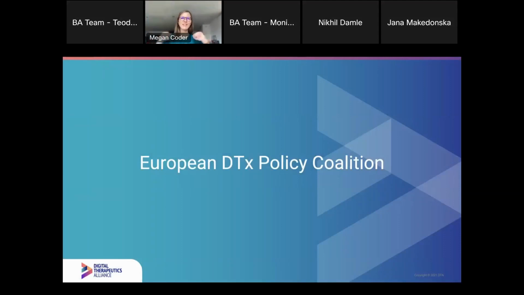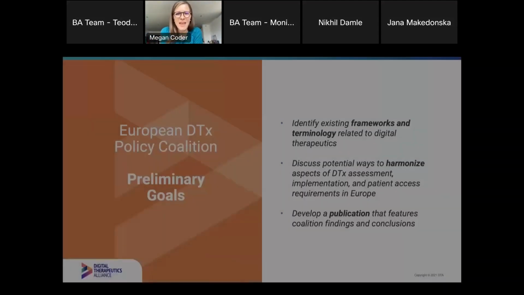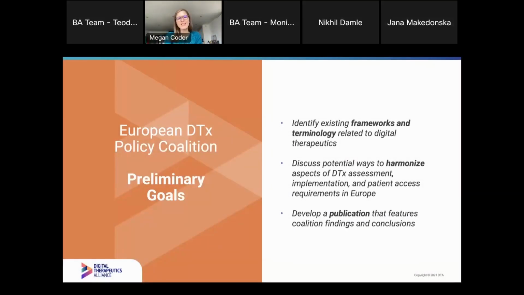Leads us to the European DTx Policy Coalition. Only took me 20 minutes to get here. So with this is our entire goal to start at least, and we know this will be evolving, but we have been working with Healthware, who is based out of Italy, as our resource partner on this.